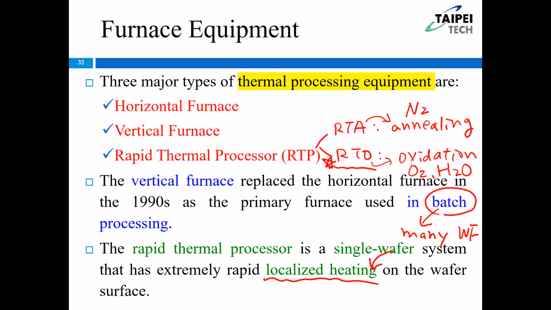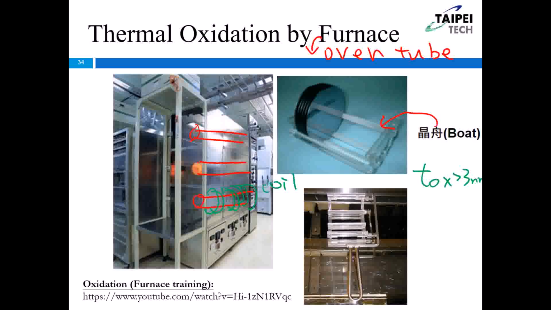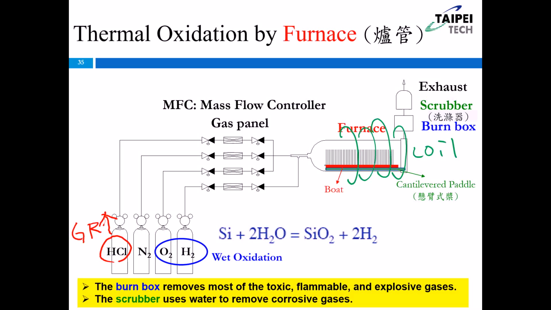For the RTP system, okay? So this is the first difference between furnace and the RTP system, okay? And then last week, how we compare with this is the horizontal furnace, 水平的炉管, okay? And for the horizontal furnace, how we show you, just like the vertical furnace, we do have the mass flow controller here to control the flow rate of the different gases, okay? So we do have the different gases.